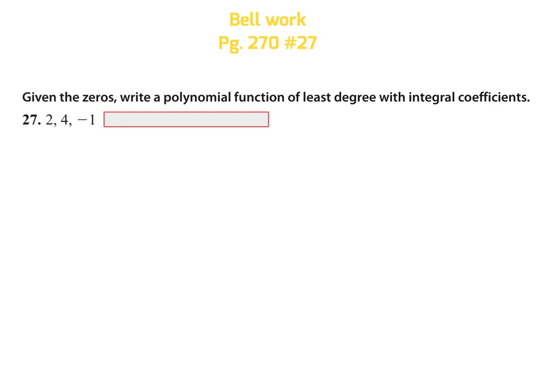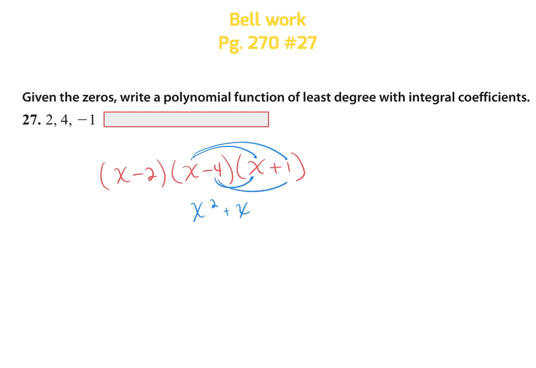So your binomials for these three would look like this: x minus 2, x minus 4, and x plus 1. Those are your binomials for this polynomial. And if they want you to actually find the polynomial based on these binomials, you just FOIL. Like, that's all you do. And so if you FOIL these two, you would say x times x, x times 1, -4 times x, -4 times 1.